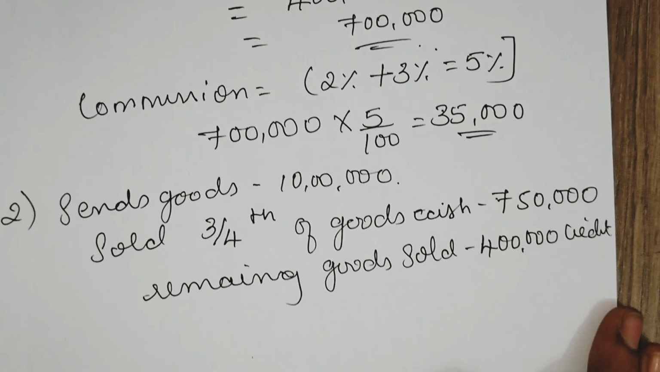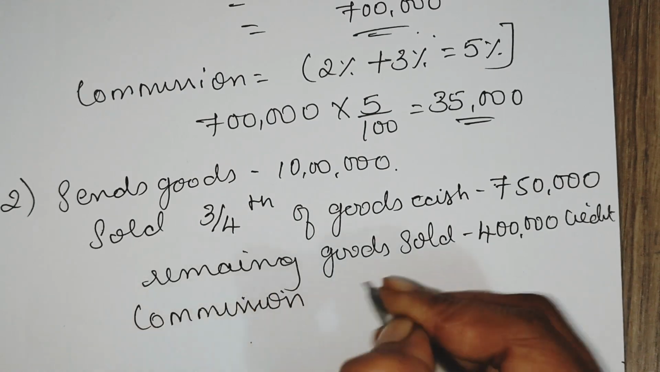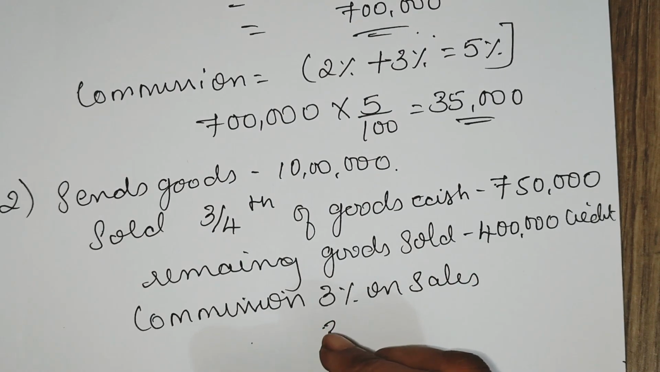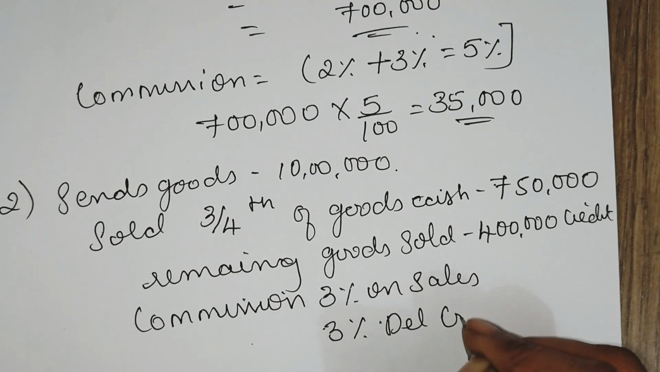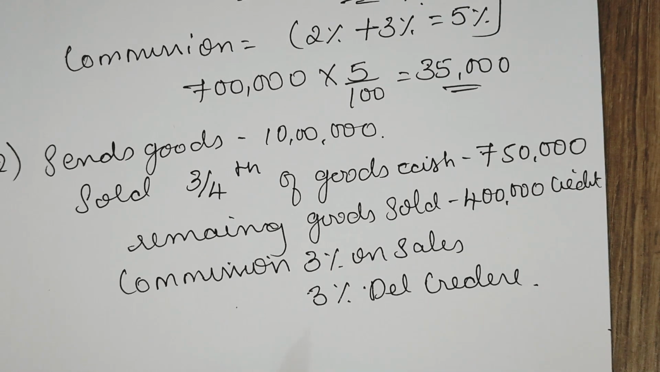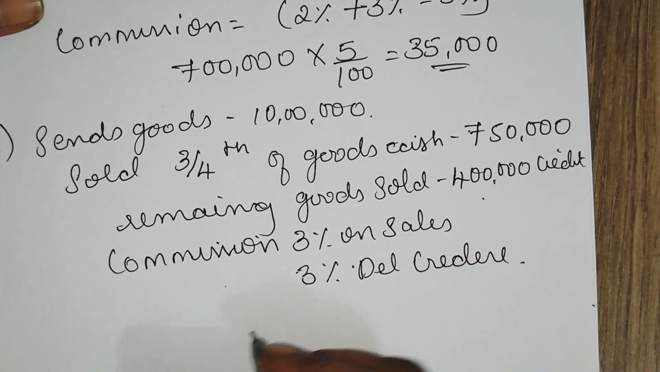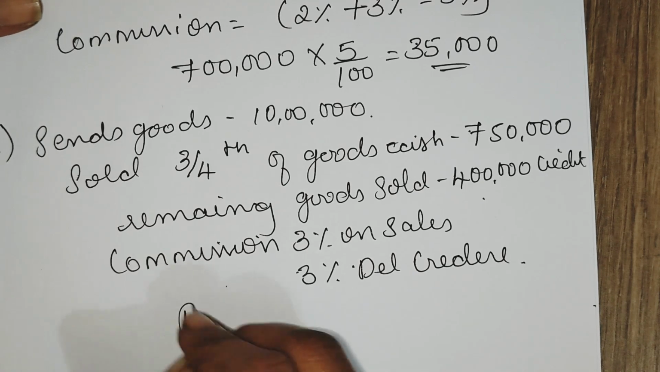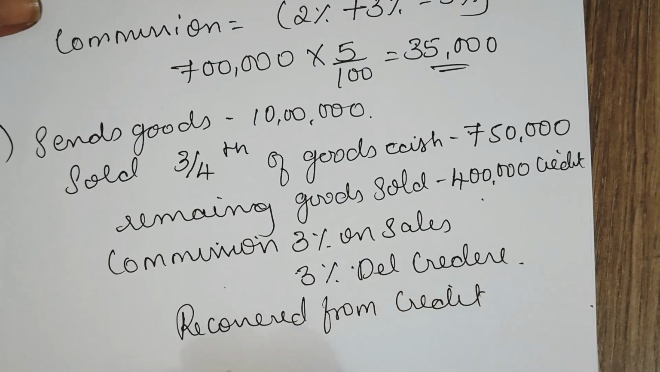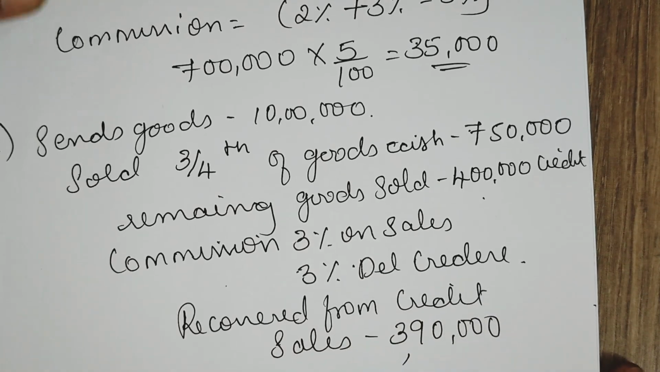And he is entitled to a commission of 3% on sales and 3% del credere commission. The credit sale was 4 lakh, but he was able to recover only 3,90,000 from credit sale.